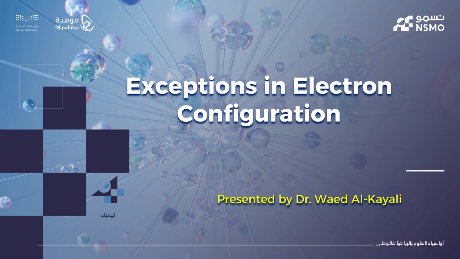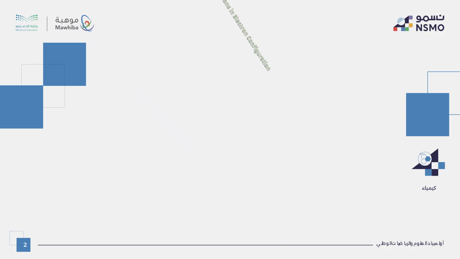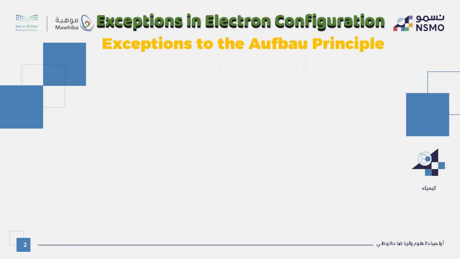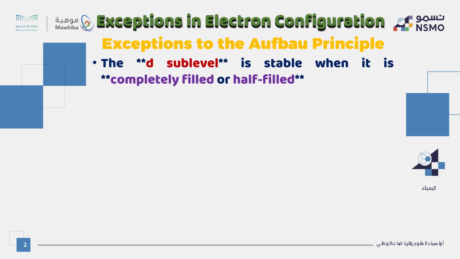In this lesson, we will study an important topic related to atomic structure called exceptions in electron configuration. While most electron configurations follow the Aufbau principle, there are well-known and important cases where atoms behave differently. Understanding these exceptions helps explain atomic stability and real experimental observations.